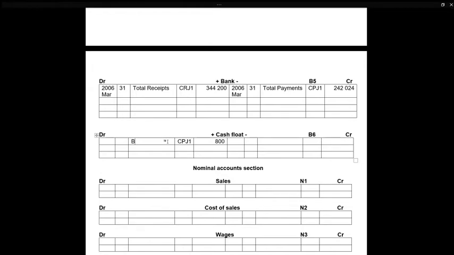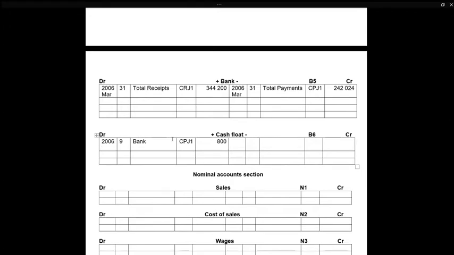Details will be bank. It's not a total of a column. I need to use the specific date. It took place on the 9th of 2006 March. Right, so cash float is being debited. If I want to go and have a look for my credit, I'll find it in my bank account. In other words, this 800 Rand will form part of my 242,024 Rand.